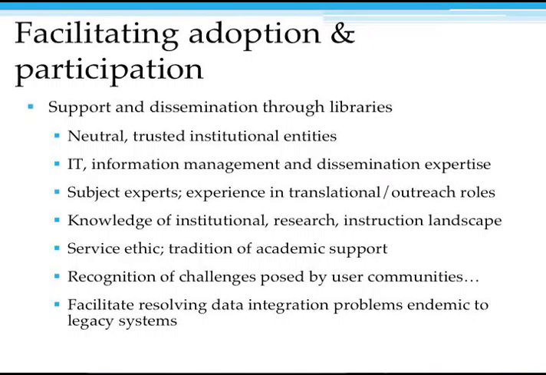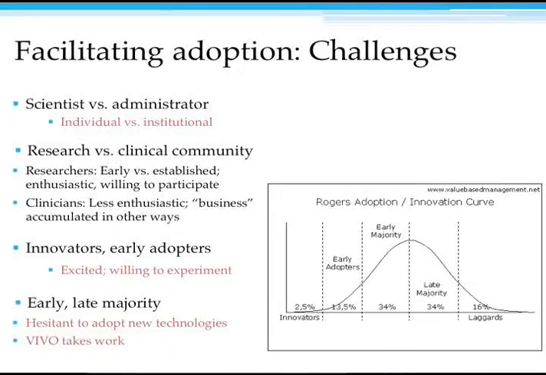And so in the VIVO model, we choose to meet those challenges through the support and dissemination of VIVO through libraries. Libraries are traditionally a neutral entity on campus. We understand our user communities and the research environment in which we work. My very first position in a library, I was there about six months, and our IT and library were merged into one. Librarians are very adept at information management and are increasingly involved in IT decisions within their local communities. We are also subject experts.